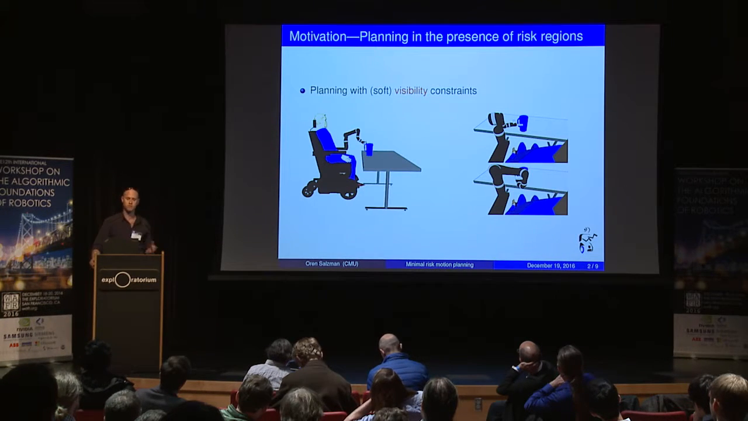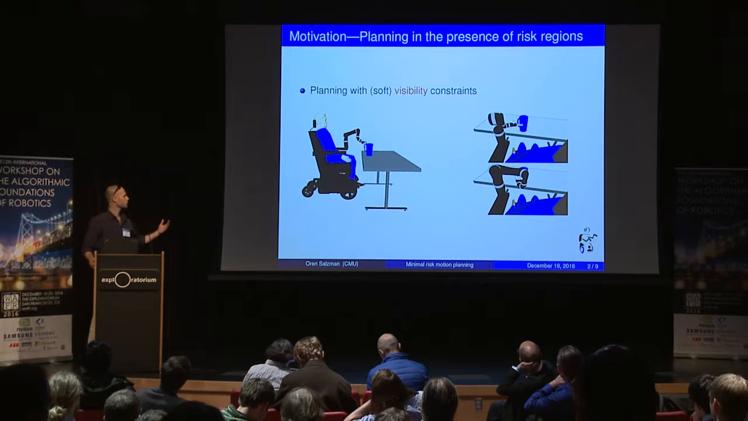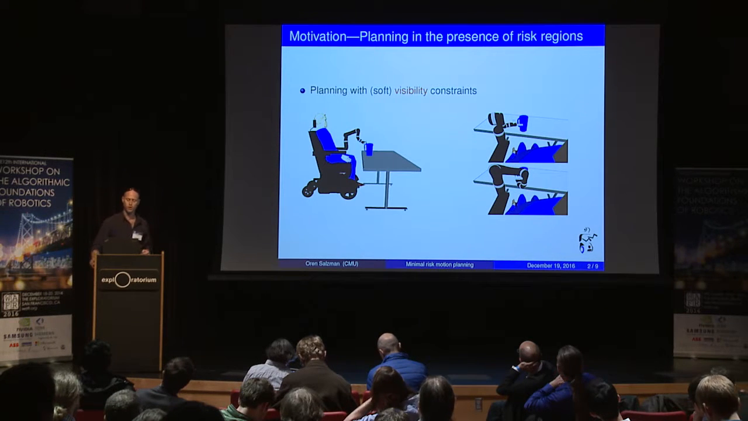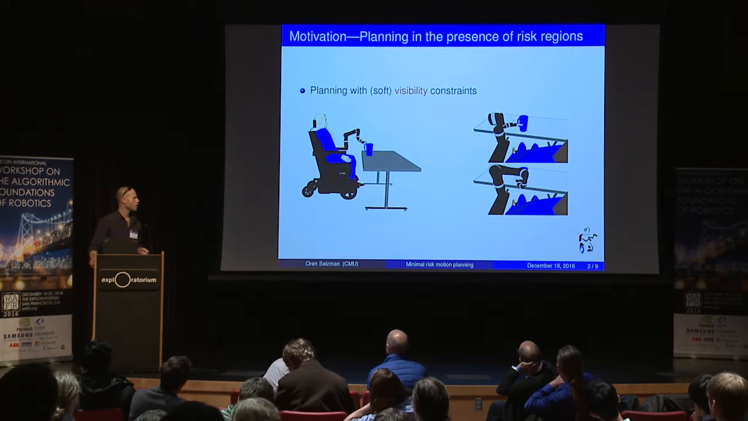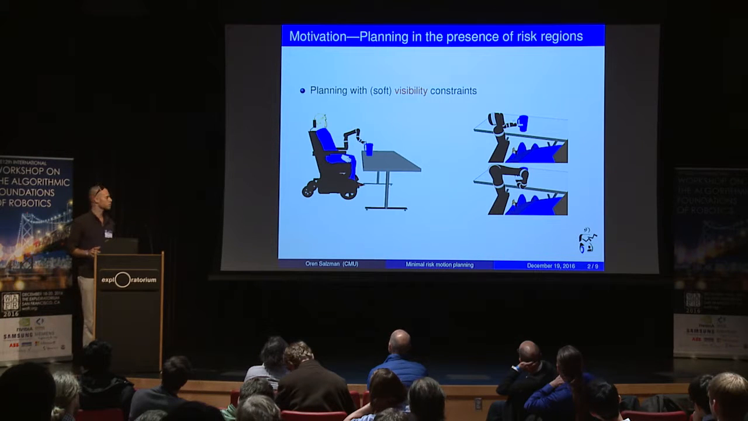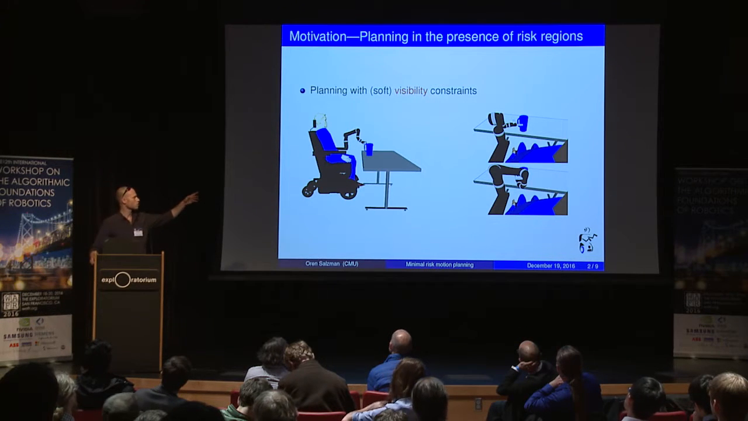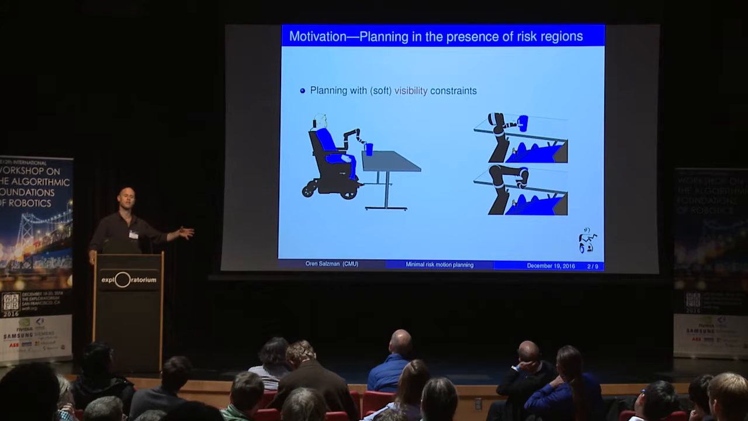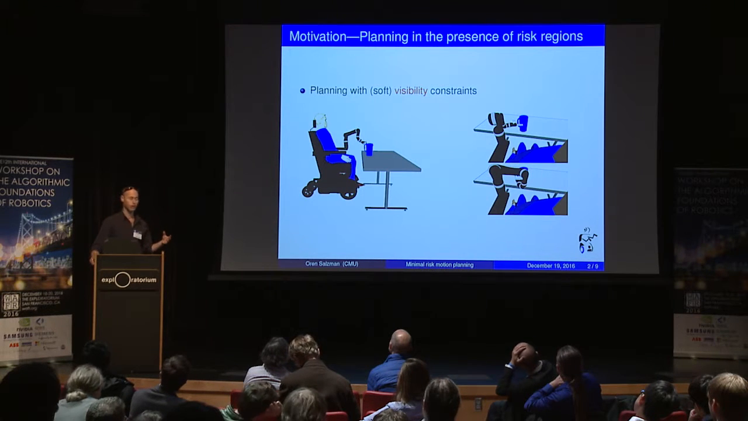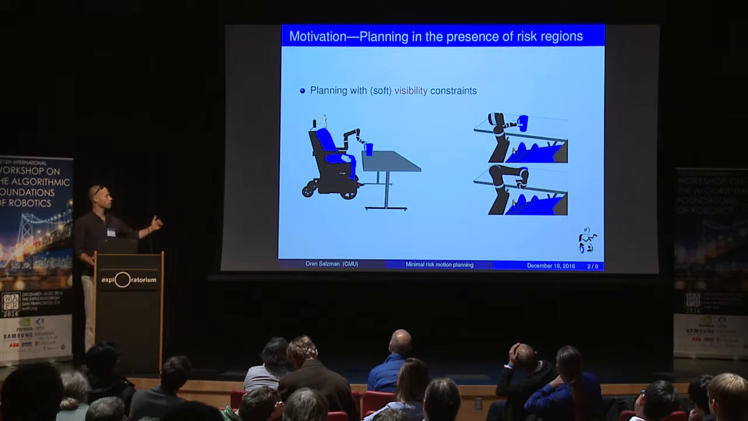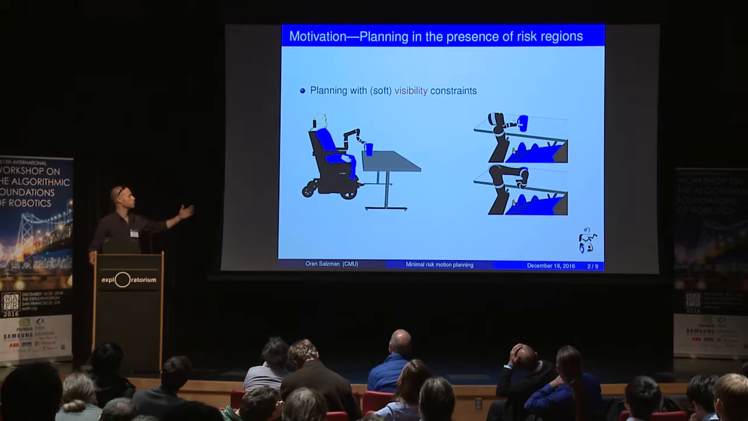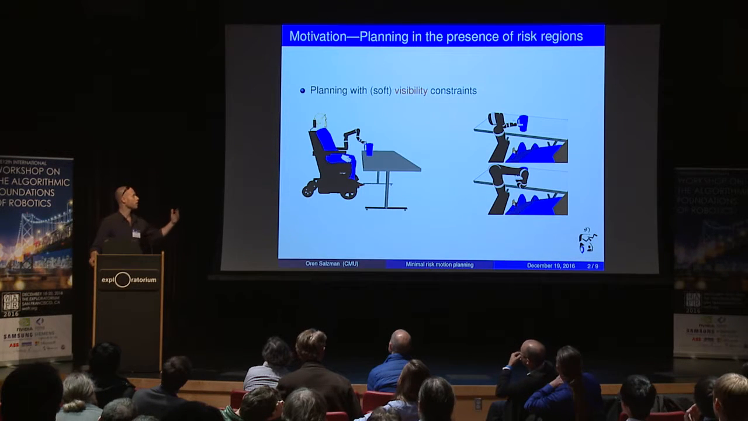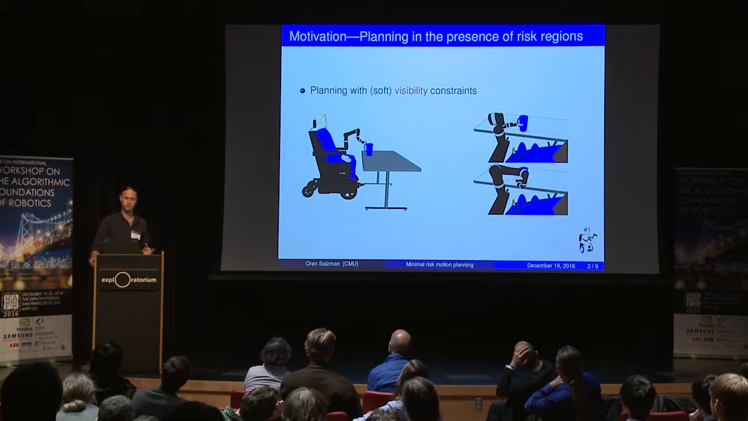We have a user with disabilities, and he needs to perform some task. In this case, it's going to be pouring water from the pitcher using a robotic arm. And we have two different types of configurations here in this problem. Configurations, which we can see on the top, where both the end effector and the pitcher are visible to the user, and configurations where they're not visible to the user. And we want to plan paths which are as visible as possible, but we don't want to exclude paths where the end effector is not visible. So we call these lower configurations risk regions.